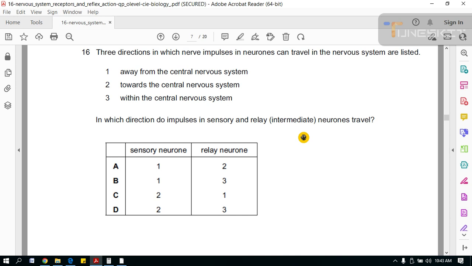So here, options 2 and 3 mean option D is correct, your last option. We know the function of a sensory neuron is to carry messages from receptors towards the central nervous system, towards the brain, right? And relay neurons are intermediate neurons which are present in the central nervous system. Their function is to connect the neurons and to process the information coming from the sensory neurons. So, option D is correct, dear students.